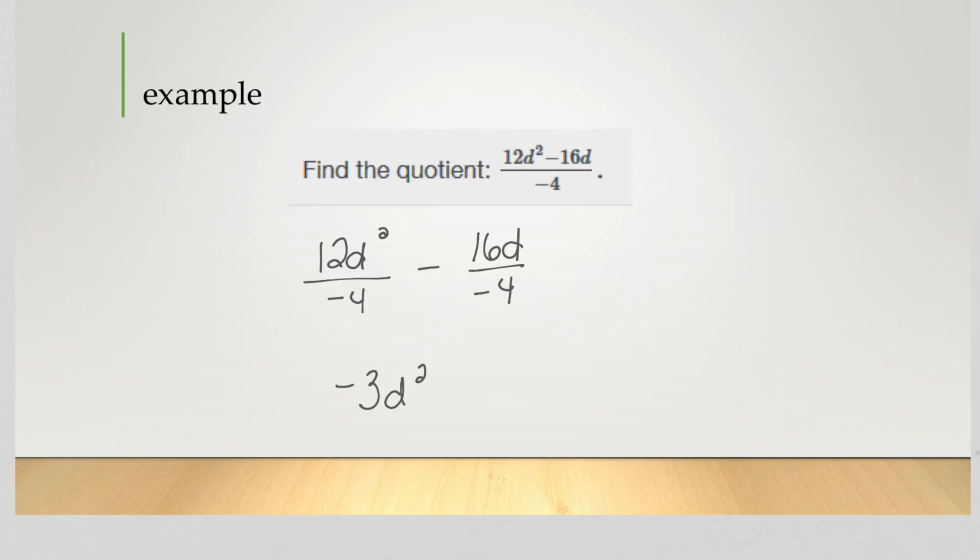Now, look at this. I've got a minus and a minus here. Those guys cancel each other, so I'm going to have a plus there instead now. And then 16 divided by 4, because remember, we've already gotten rid of this. 16 divided by 4 is 4. And then we've got the d left over. There we go. Can't combine those because remember, they're not like terms.